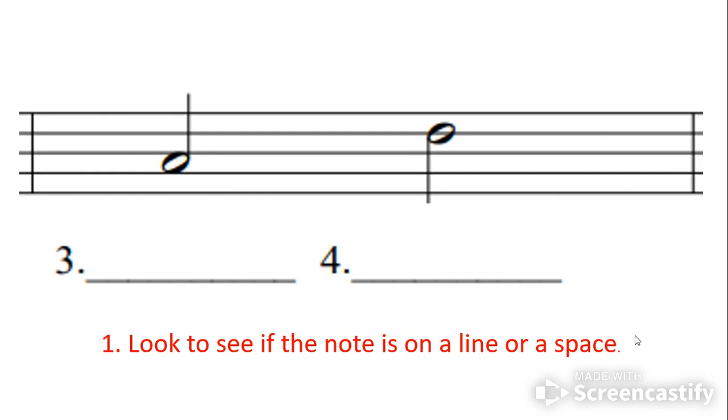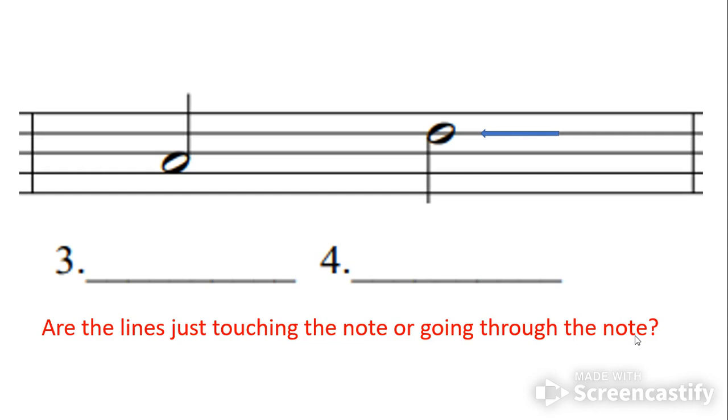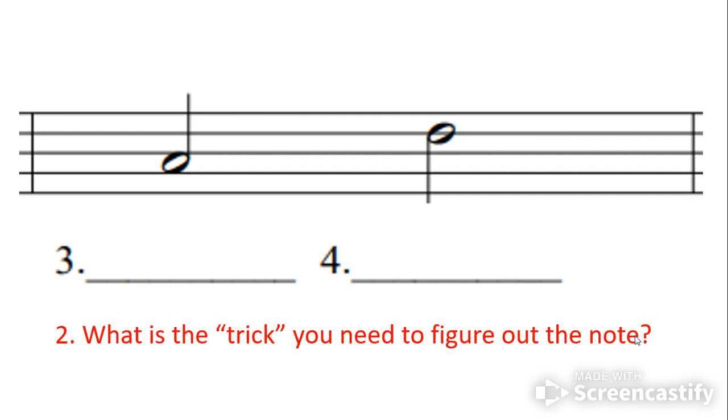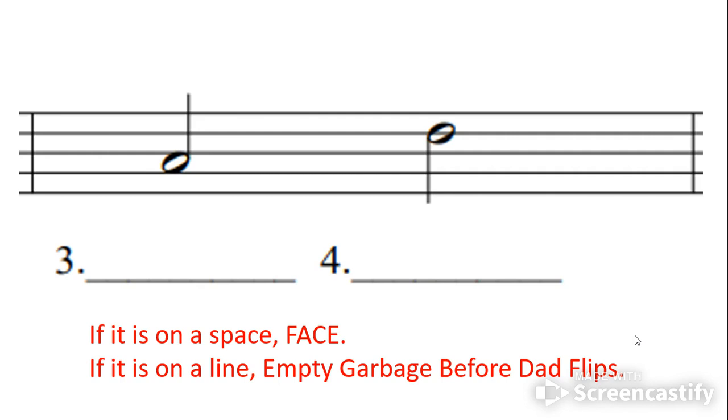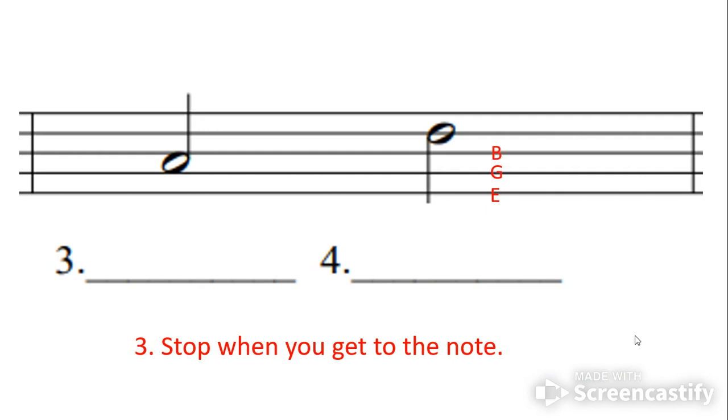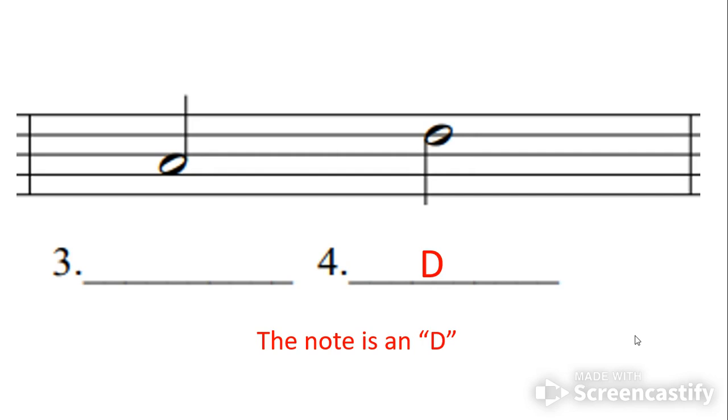Let's do number 4. Look to see if the note is on a line or on a space. Are the lines just touching the note or going through the note? The line is going through the note, therefore the note is on a line. So what trick do you use? Empty Garbage Before Dad Flips. We start from the bottom and we stop when we get to the note. E, G, B, D, and that note is a D.